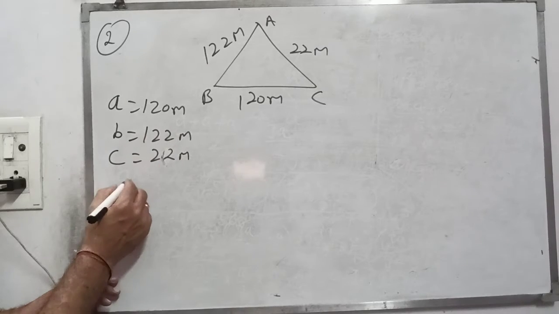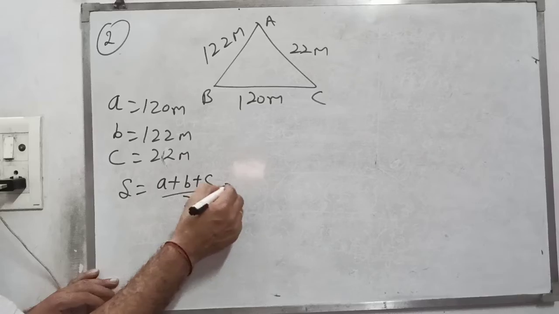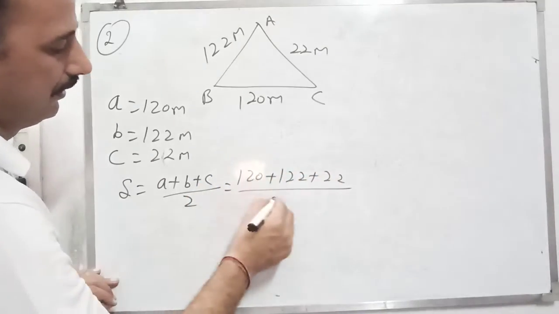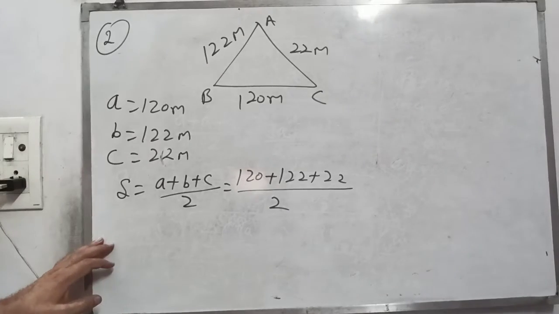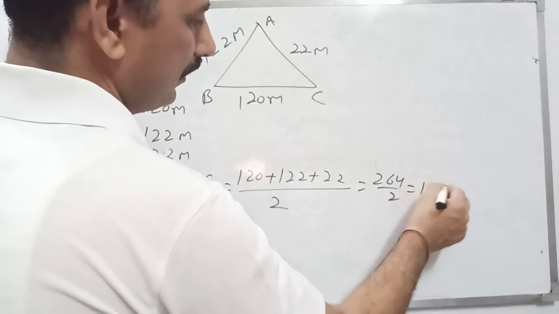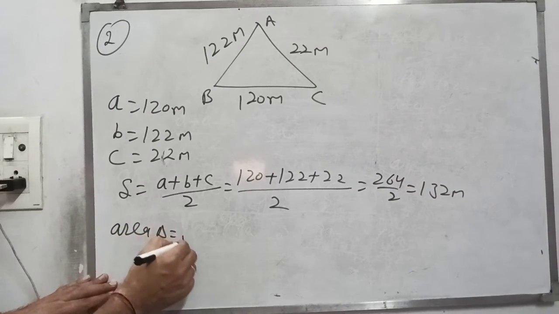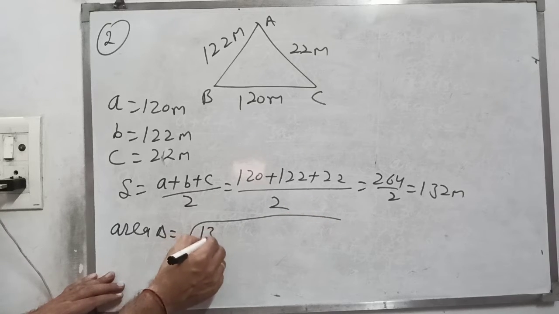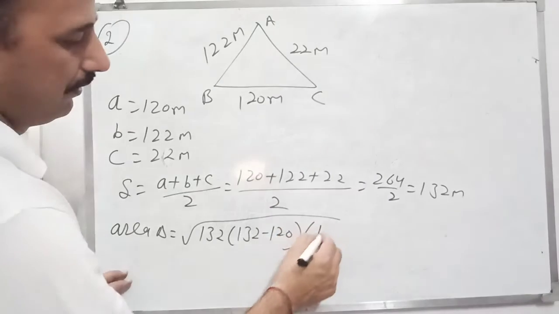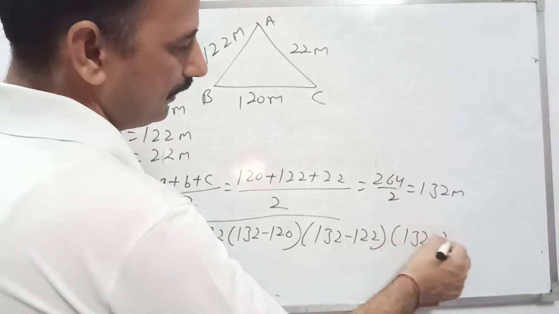So find the area first. S is A plus B plus C upon 2. So you get 120 plus 122 plus 22 divided by 2. So it becomes 264 upon 2, that is 132 meter. So the area of the triangle is under root S into 132 minus 120, 132 minus 122, 132 minus 22.